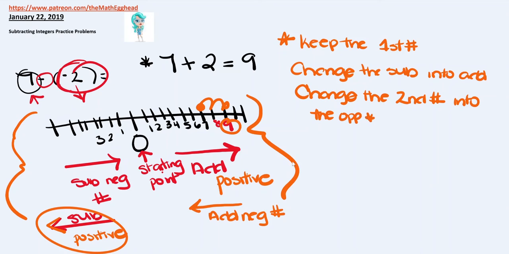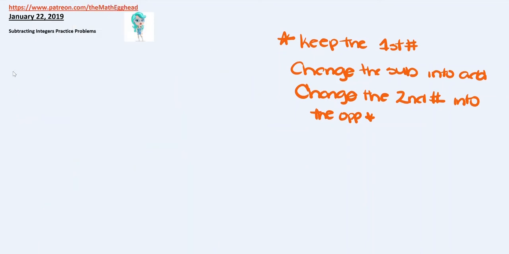Now I do want to show you guys a trick as well. Let's see here. Okay. Let's say with the same number we had 7 minus negative 2. The way that I like to think of it is, okay, it's 7 minus negative 2. I don't want to write it in the number line, and I'm confused by changing the first number and then changing the positive to a negative.